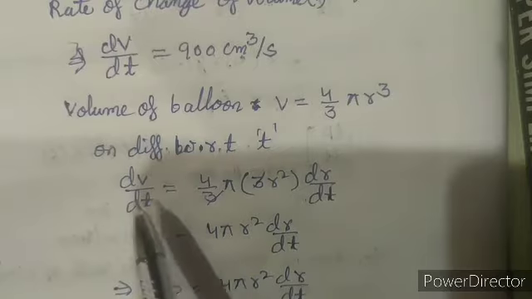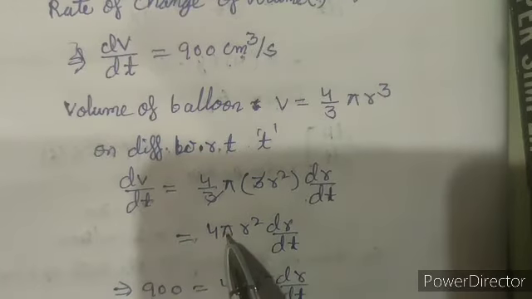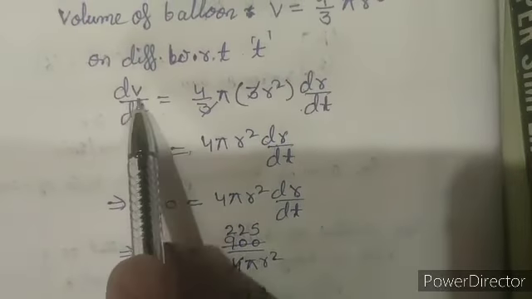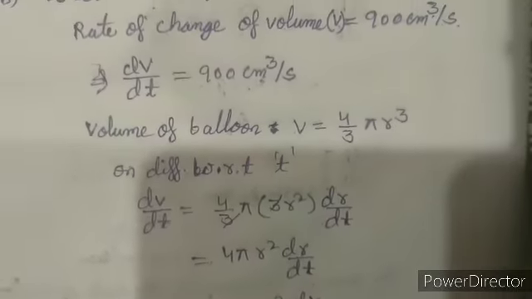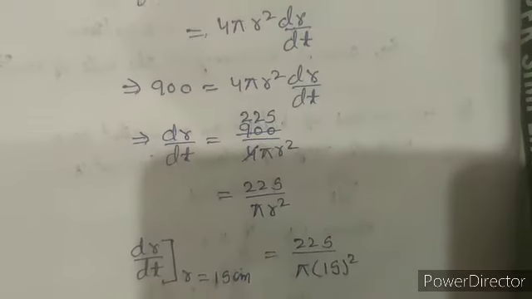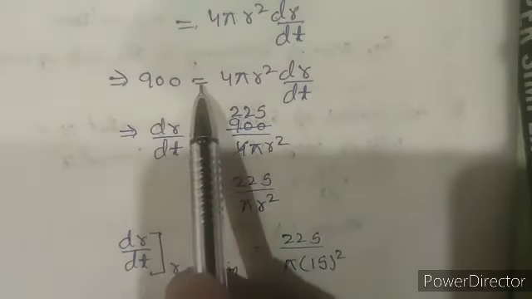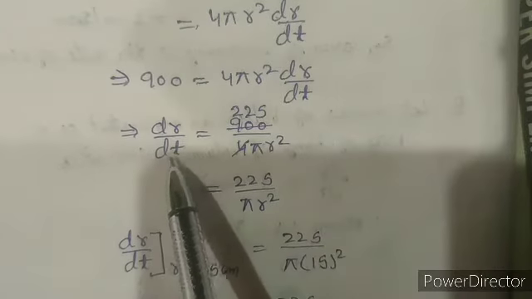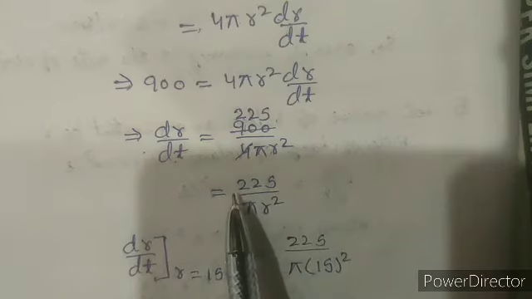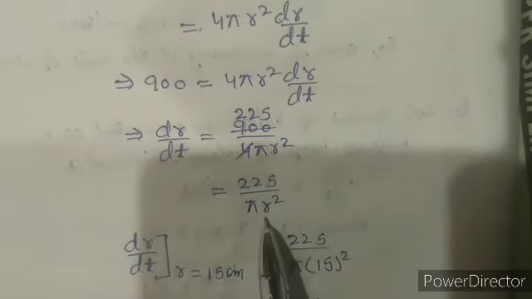This will give us dV by dt equal to 4 pi r square dr by dt. Now as we know, dV by dt was given to us as 900 centimeter cube per second. So on putting 900 in place of dV by dt, we will get dr by dt as 900 upon 4 pi r square, and that will give us 225 upon pi r square.